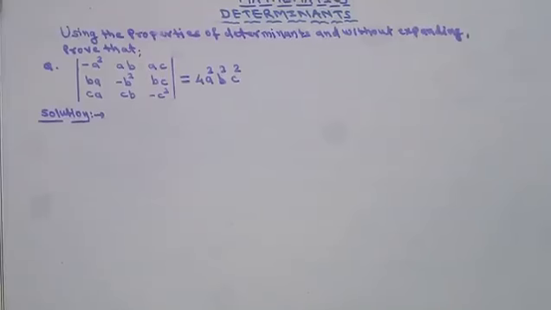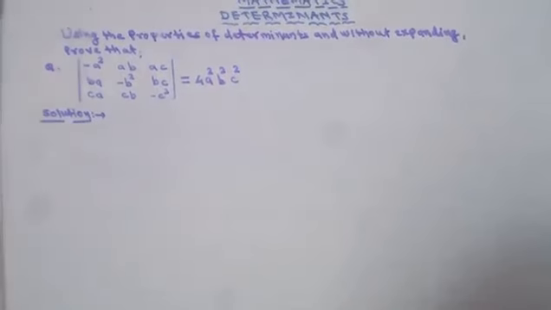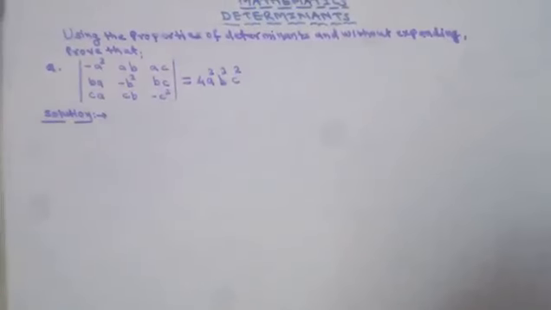Hello students, in previous videos we learned the 6 different properties of determinants. So there are a total of 6 properties. With the help of those properties we are going to solve examples of the type show that or prove that. Let us see.